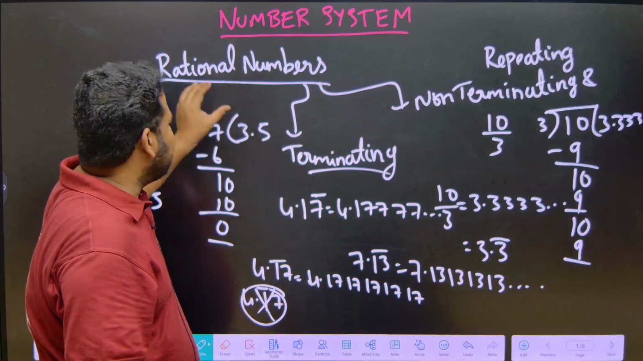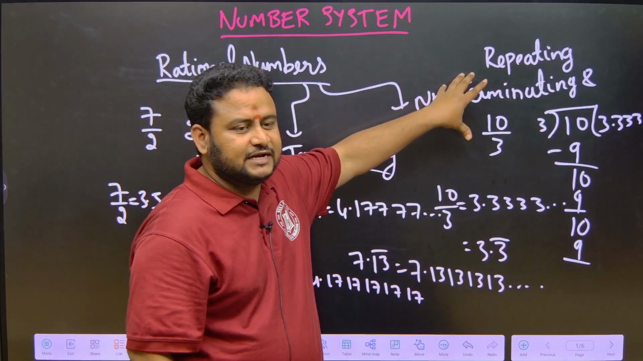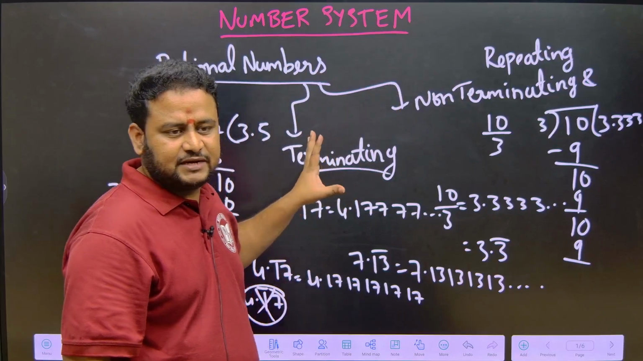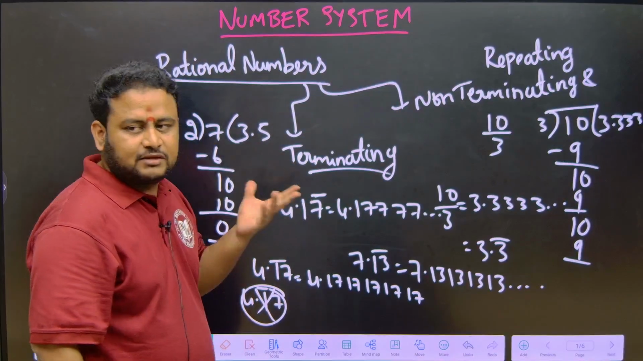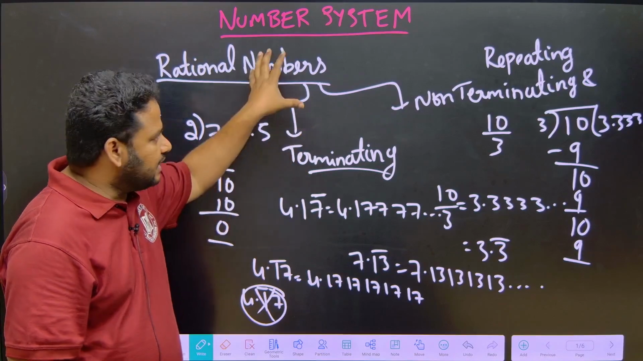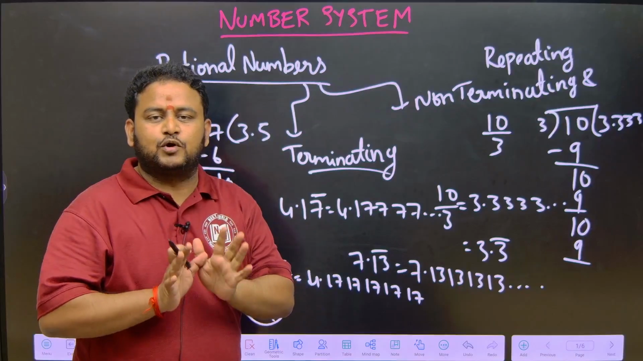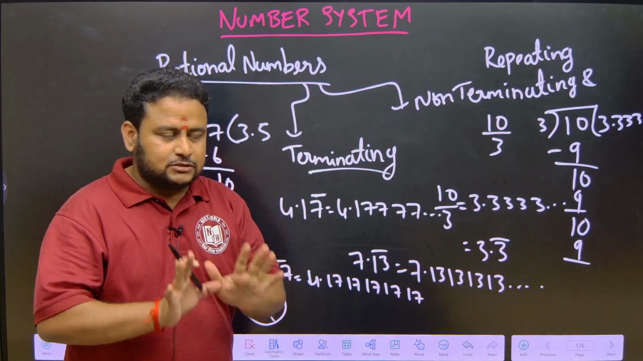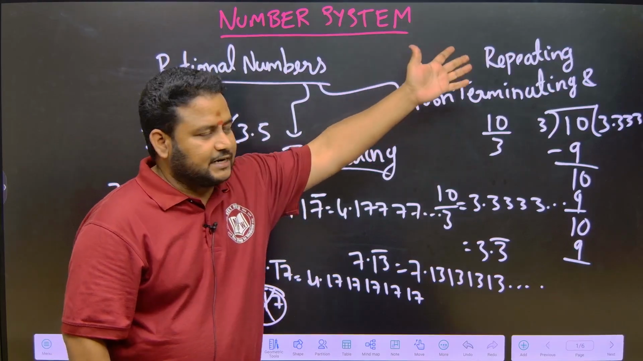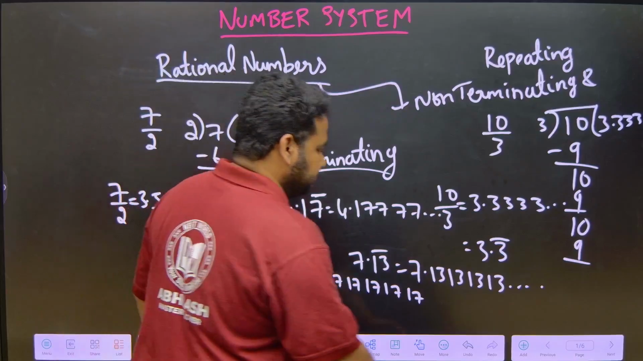So, here what we have? Rational numbers: one is terminating, another one is non-terminating and repeating. So, this is the meaning of rational numbers. What are the properties we learned? Rational numbers are terminating, and rational numbers are also non-terminating and repeating numbers. Students, you have to keep in mind these two properties: it is terminating and also it is non-terminating but repeating.